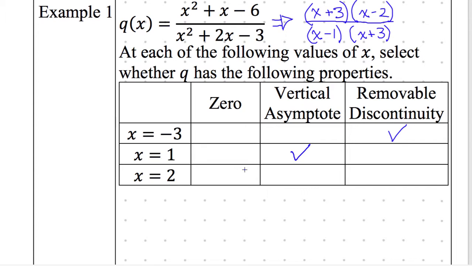The reason I'm making you do that is because if you ever ask Sophia to pronounce vertical asymptote, she'll say vertical asymptote. She still can't pronounce it.